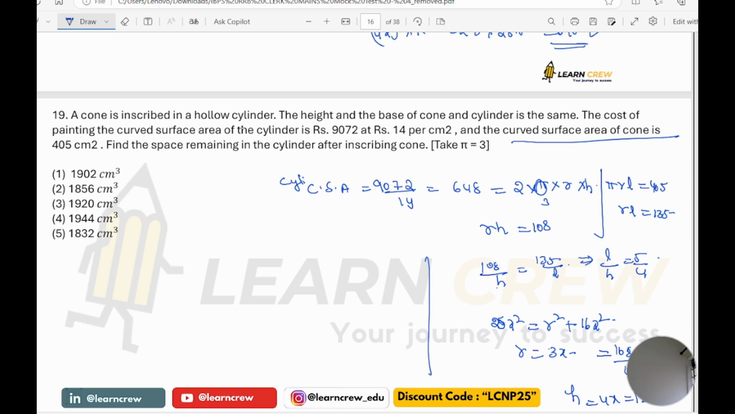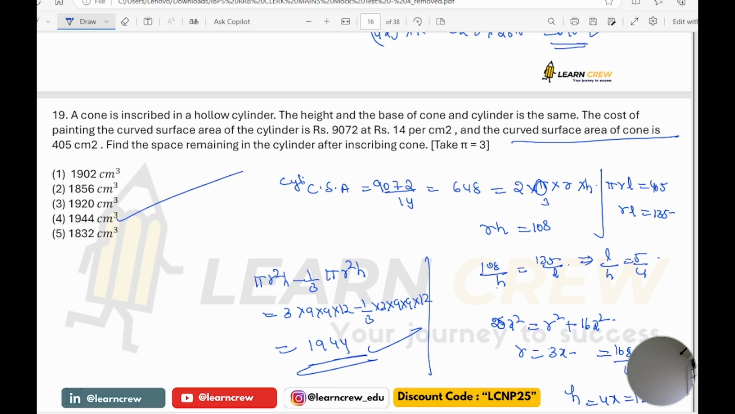Now, find the space remaining in the cylinder after inscribing the cone. So it is pi r square h minus 1/3 pi r square h, with h as 12. So 1/3 pi r square h subtracted, you get 2/3, which gives 1944. 1944 is the answer. Okay.